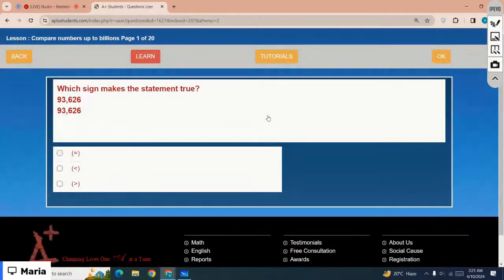Which sign makes the statement true? Which is the correct option? 93,626. You have to compare it to 93,626.